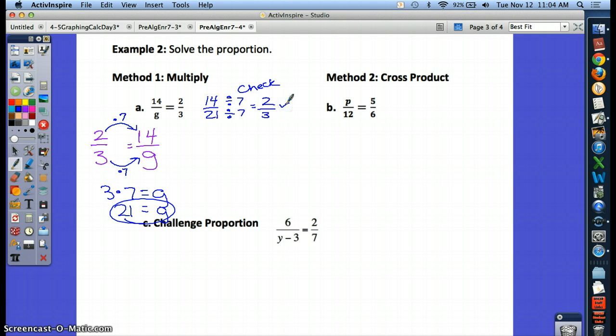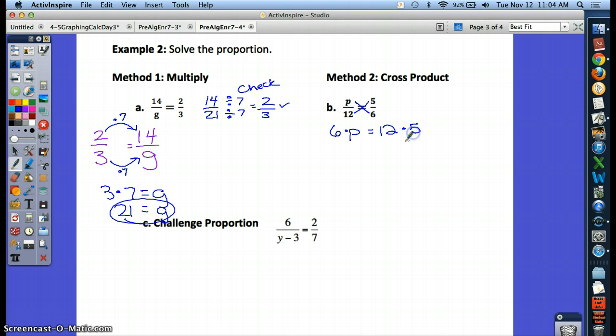G equals 21. So one method is to multiply. Figure out what you multiplied one side by and do it to the other side. The other method then is to find the cross product. Cross multiply here. So 6 times P equals 12 times 5.